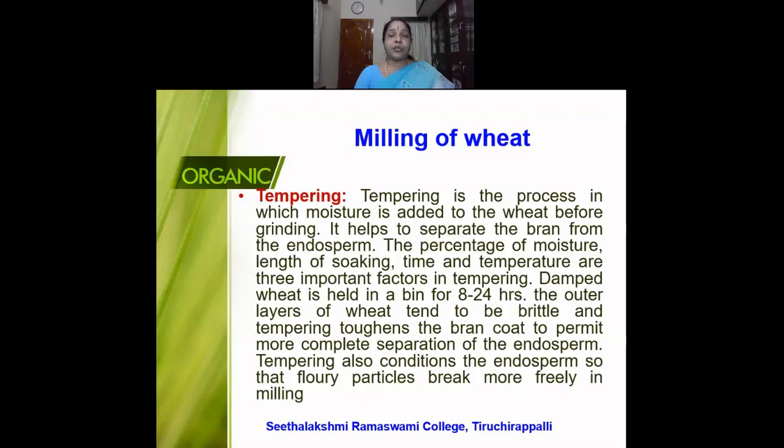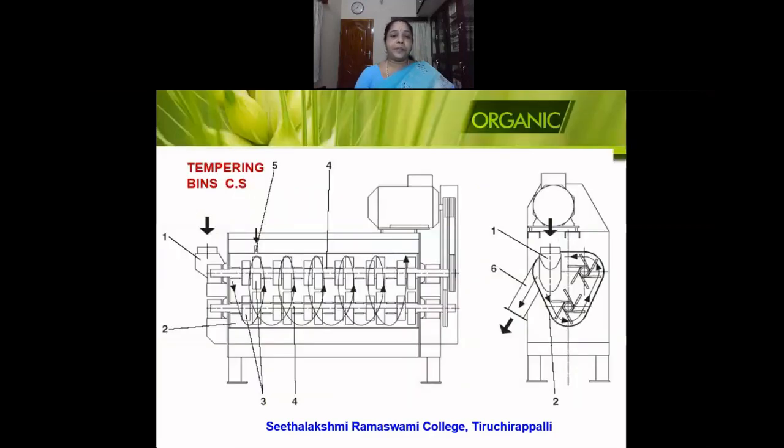So tempering has two advantages. One advantage is the outer husk or the bran portion of the wheat can be easily removed because the bran becomes tough when it absorbs the moisture. And the next advantage is the endosperm will also absorb the moisture and so it is conditioned and the flour that is obtained from the endosperm is very soft in nature. It will break more freely during the milling process.